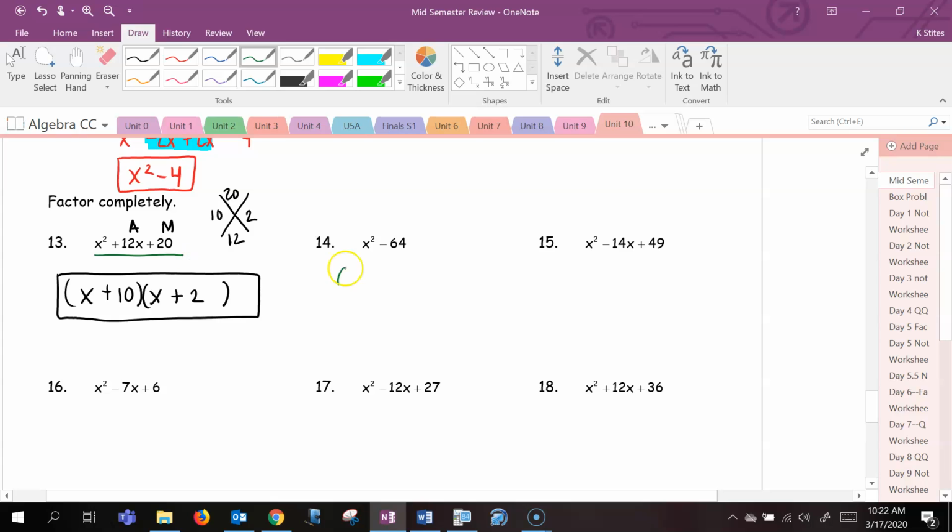Okay, let's try this one. X. Notice how I set this up. You're going to do that when you factor. So this one's a little different because there's no x value. This is like if there was a 0x. So we're really multiplying to negative 64 and adding to 0. That would be a positive 8 and a negative 8.